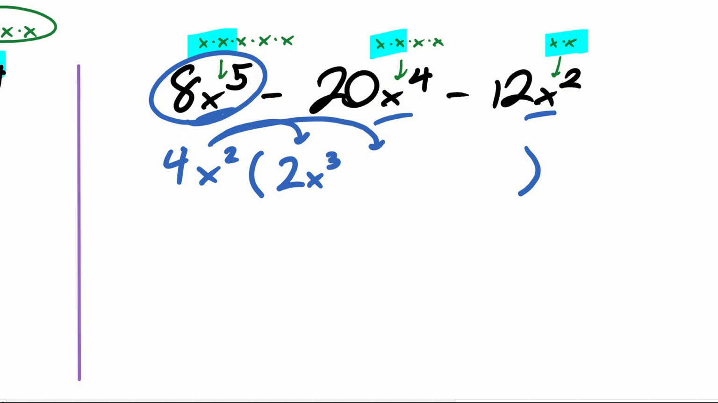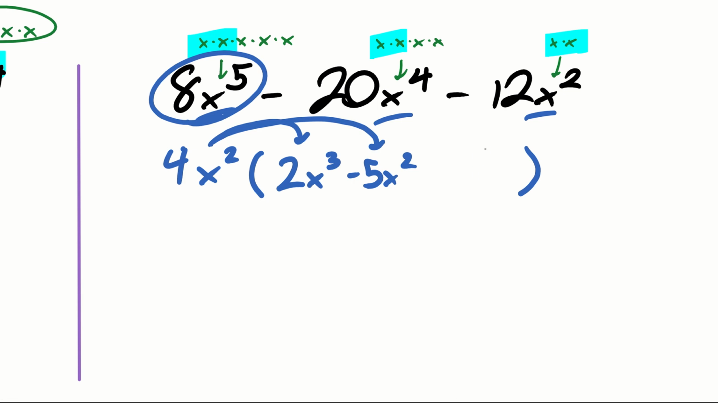4x squared times, let's see here, I need to get back to negative 20x to the fourth. 4 times what gets me negative 20? Well, that would be, of course, negative 5. And x squared times what gets me back to x to the fourth? I've got 2 x's already, so I need another 2 x's, because 2 plus 2 is 4.